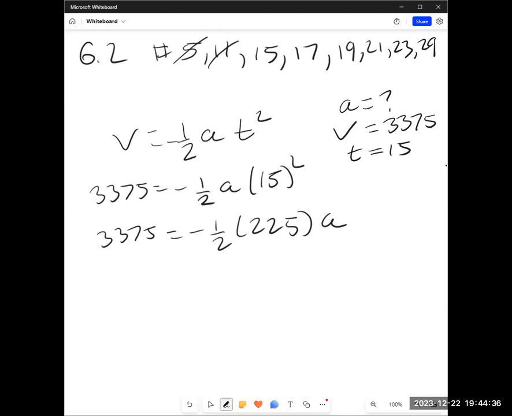So -2 times 3375 divided by 225 is equal to a. And let's figure out what that is. -2 times 3375 divided by 225 is -30.